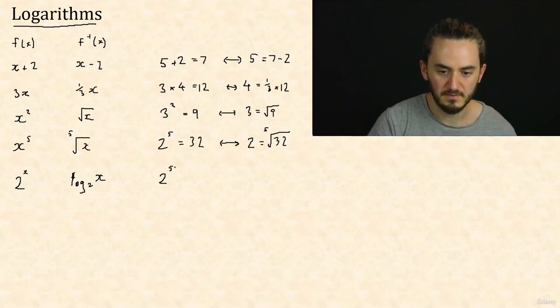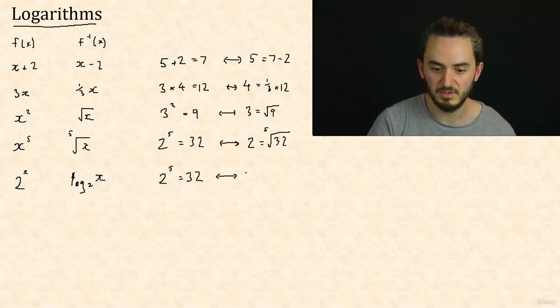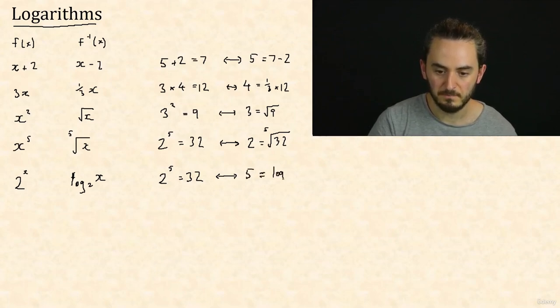2 to the power 5 equals 32. Well, using fifth roots allowed us to get 2 as the subject. Using logs allows us to get 5 as the subject. 5 equals log base 2 of 32.